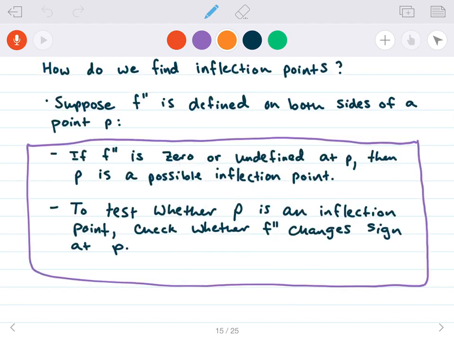All right, so the first thing is, how do we find inflection points? Let's say that the second derivative of a function is defined on both sides of a point P. If the second derivative is 0 or undefined at this point, then that point is a possible inflection point. It may not necessarily be one, but it's a possibility. To test whether P is an inflection point, we want to check whether the second derivative changes signs at P. This is a similar process to what we did with the first derivative test.